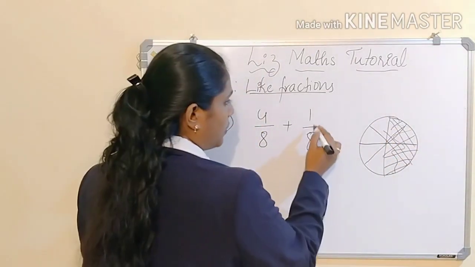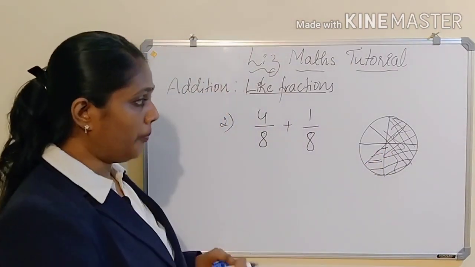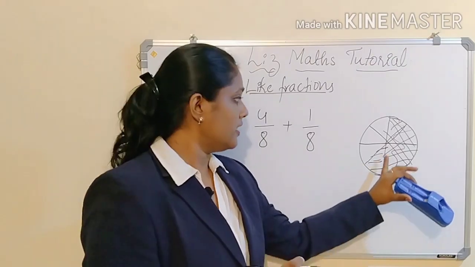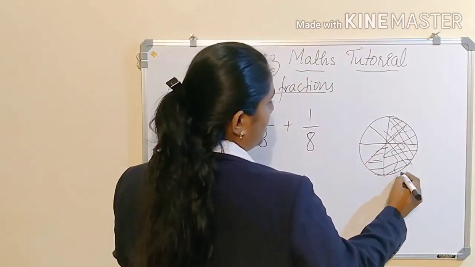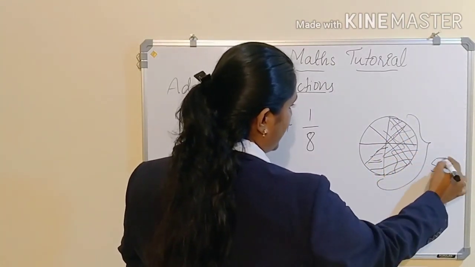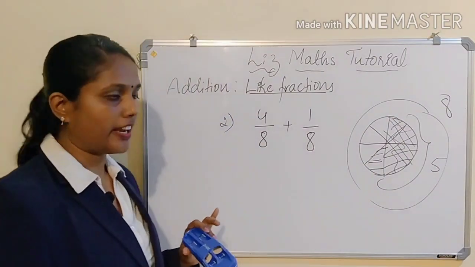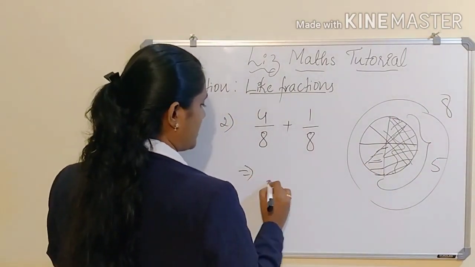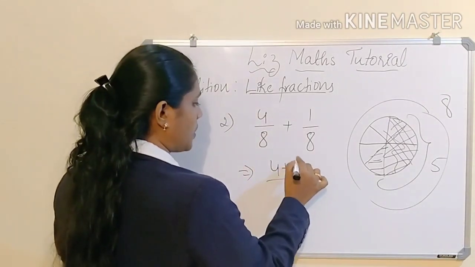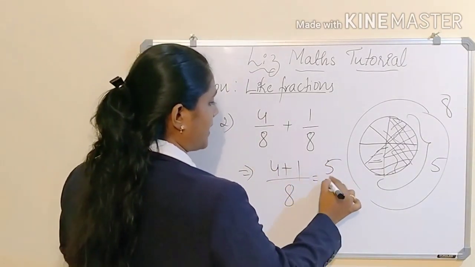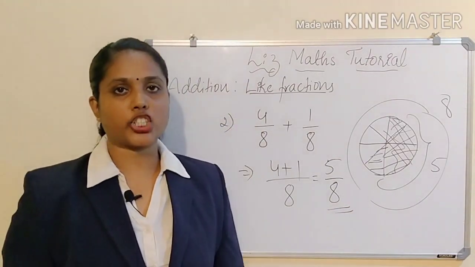In that, 1 also we have to shade. So in total how many have we shaded here? 1, 2, 3, 4 and 5. Total 5 shaded out of 8. So how to add this? The common denominator is 8, isn't it? So here 4 plus 1 gives 5 by 8. Got it? So this is like fraction addition.